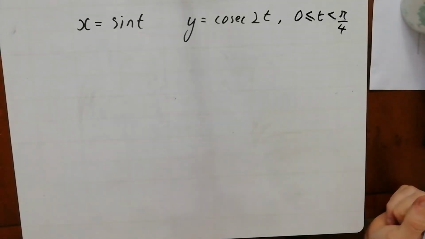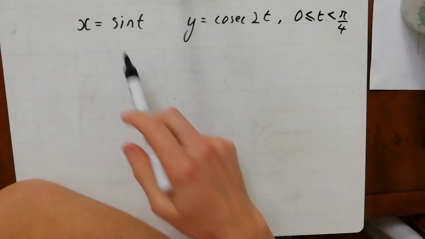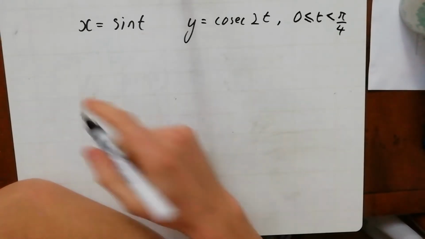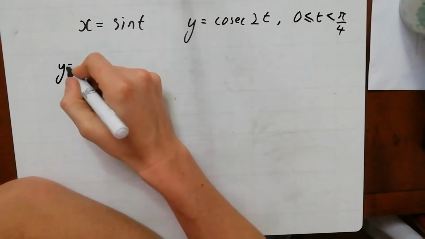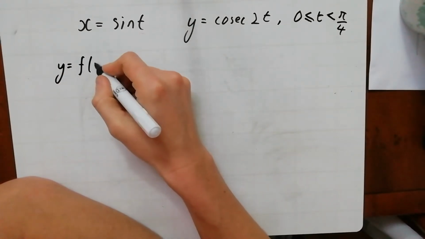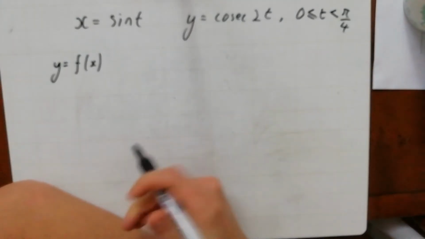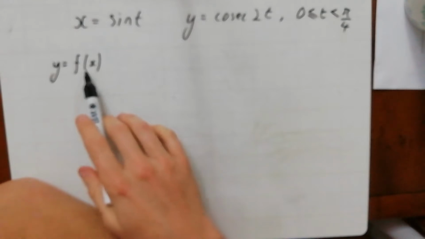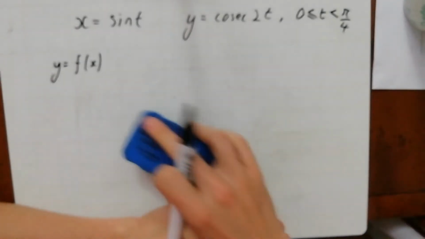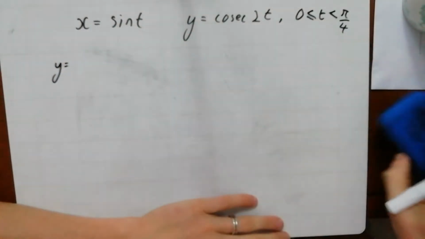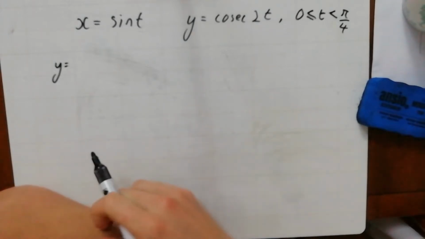Okay, we're going to look at how to find a Cartesian equation from a parametric equation. Just a quick reminder, a Cartesian equation is where we define the function in terms of x's and y's, usually in the form y equals some function of x. So that's what we're aiming for here.